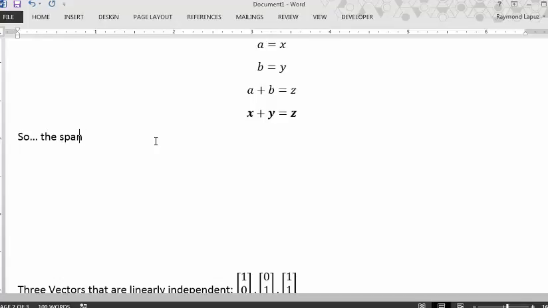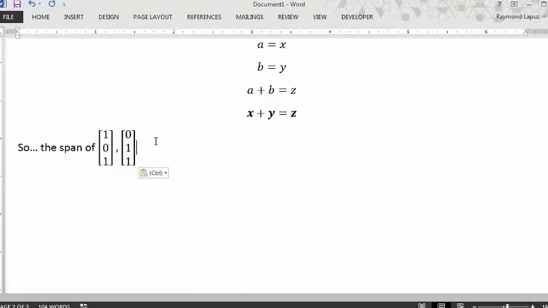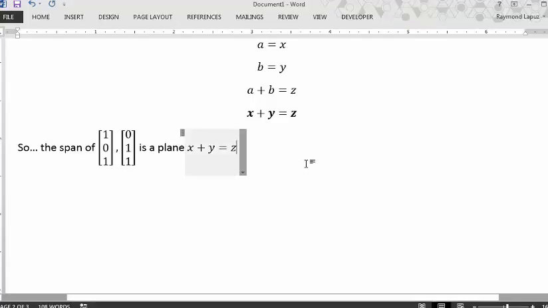So the span of these two vectors is, we can say, the set of x plus y is equal to z combinations in R3, but we can also simply write that it is a plane. And then we can just write x plus y is equal to z. Alright, so let's get a visual of that.